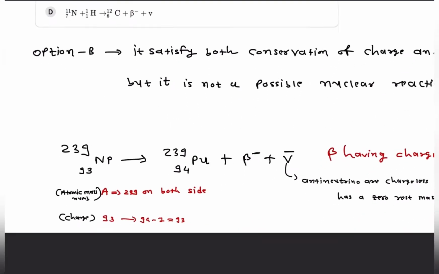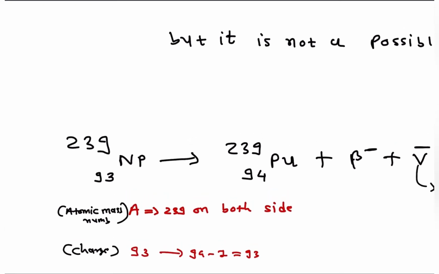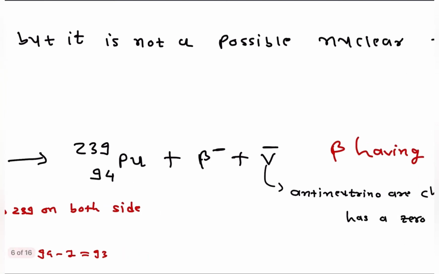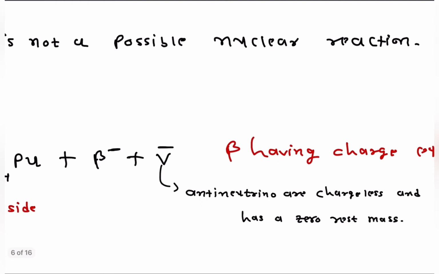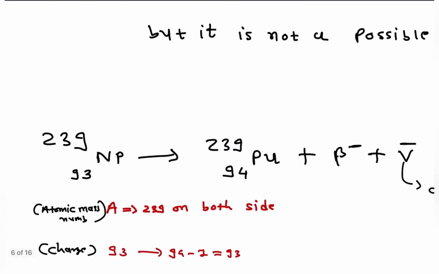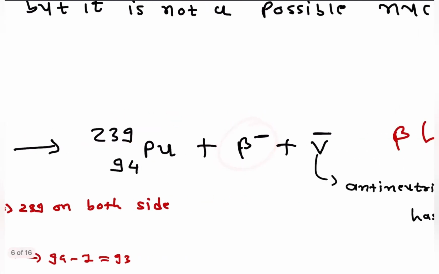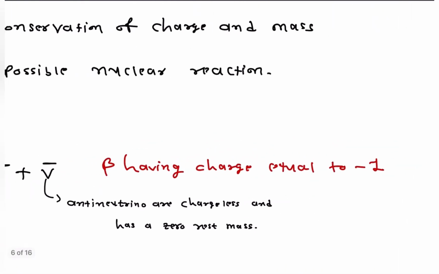Option C is the correct answer for this question: 239Np93 gives 239Pu94 plus beta minus, that is negative beta decay, and ν̄ is nothing but the antineutrino. See here, 239 is the atomic mass number A, and here it is also 239, with beta minus and antineutrino, beta having charge equal to -1.